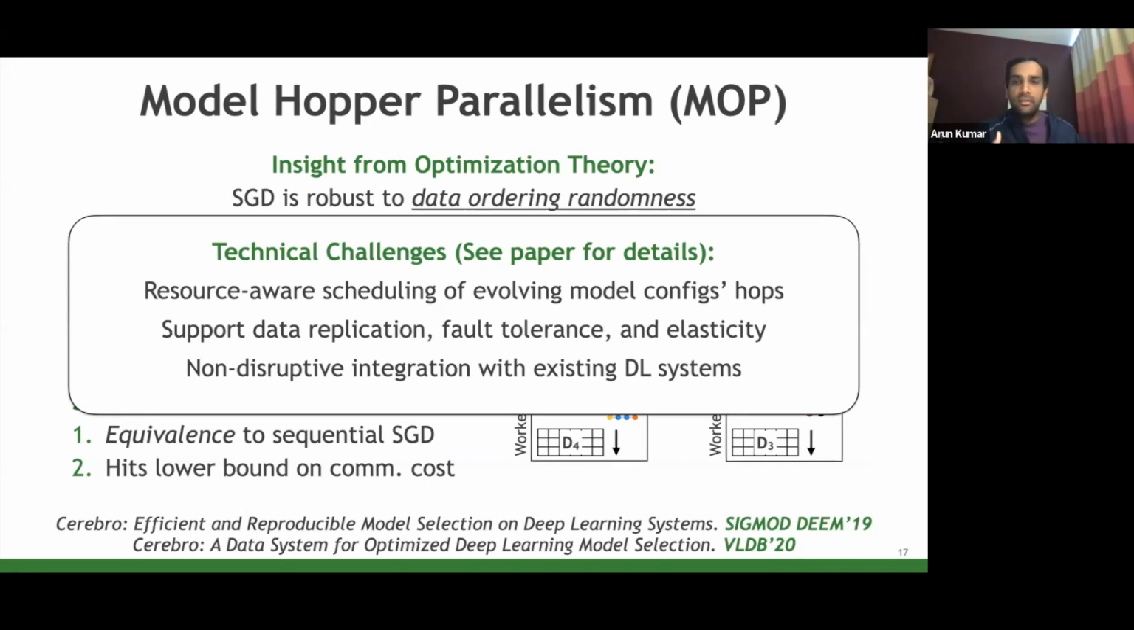And so we could support this for evolving configurations like AutoML heuristics. They add configs, they delete configs over time. Those sorts of things can be naturally supported on this. And we also can support data replication, fault tolerance, elasticity. If you want to add shards to new machines, you want to add new machines and so on. All of that works easily with MOP. And we showed that you can get all of this without needing to do major surgery to deep learning systems. TensorFlow, PyTorch, these sorts of tools already offer APIs for checkpointing model and resuming training. We don't need to change anything in their internals. Cerebro can integrate as a layer on top of these sorts of tools directly.